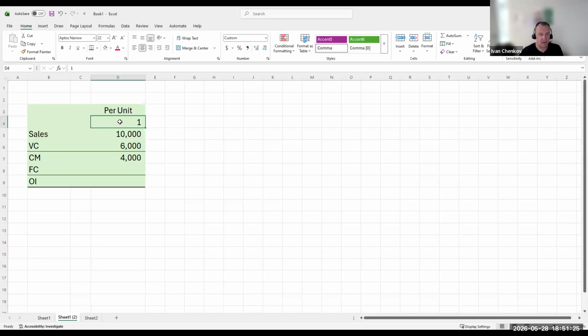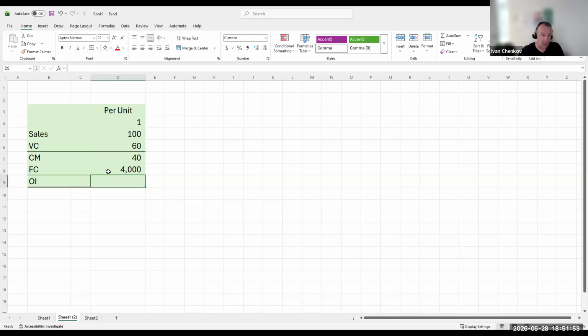So let's say if we're selling only one unit, our sales price per unit is $100. Variable cost for that unit is $60. So contribution margin is $40. And then we have a fixed cost, which is paid by the company. Let's say the fixed cost is $4,000.